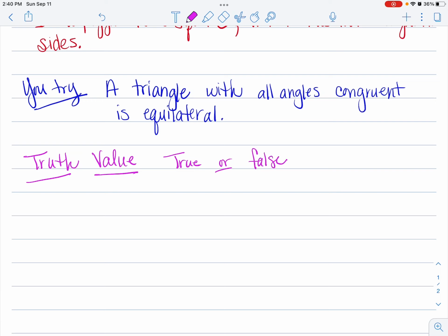Now, some of the statements you're going to be asked to find the truth value of, you do have to have a little bit of background of math knowledge, like even and odd, composite and prime, things like that. So an example would be, this is example 2. If a number is even, then it is divisible by 2.